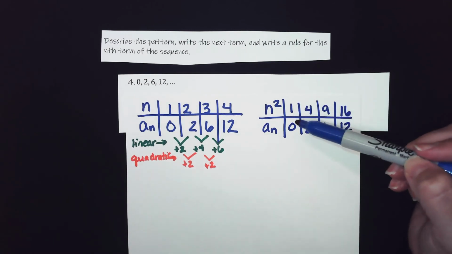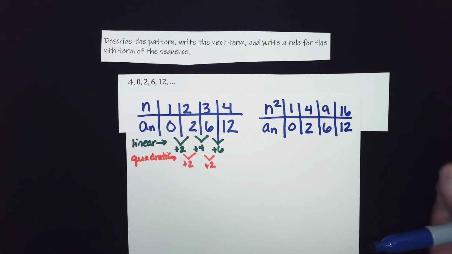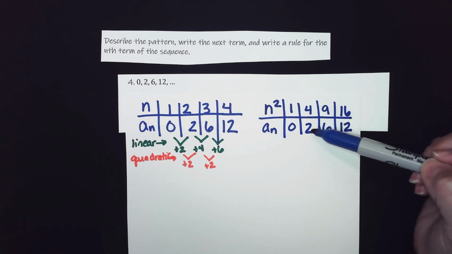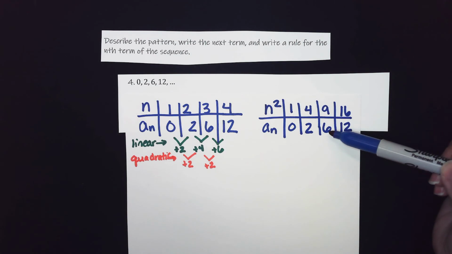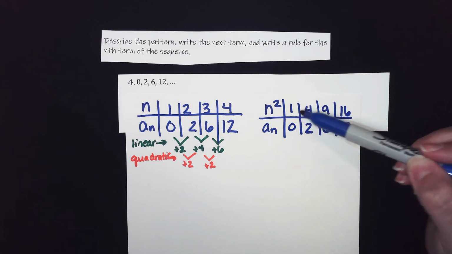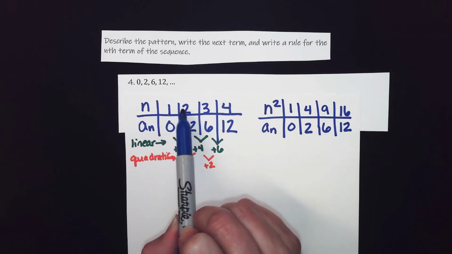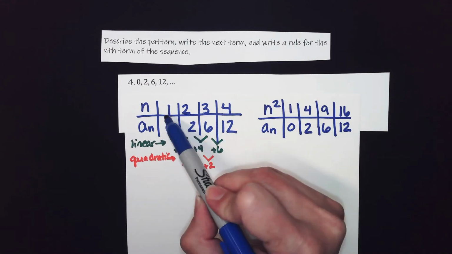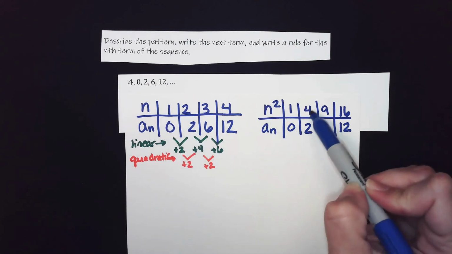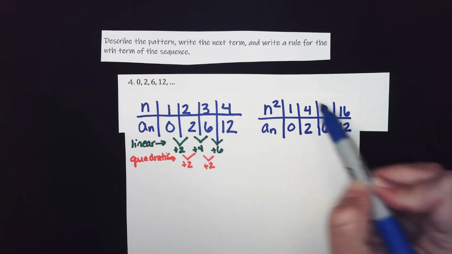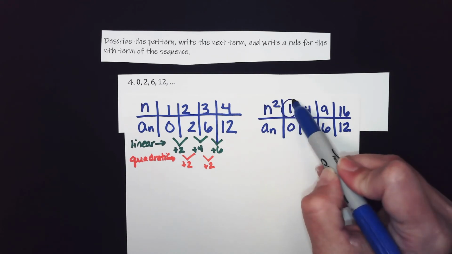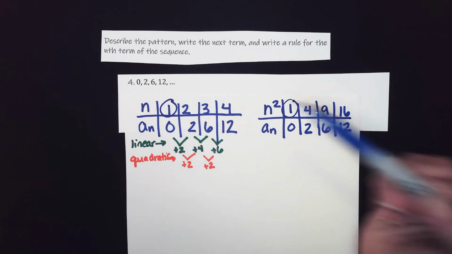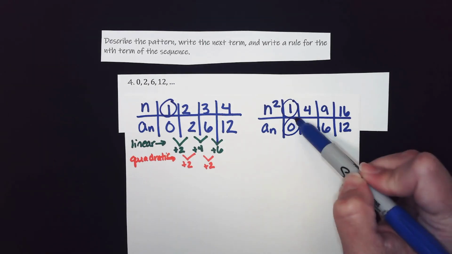Well, 1 minus 1 is 0. 4 minus 2 is 2. 9 minus 3 is 6. 16 minus 4 is 12. What I'm subtracting keeps going down by 1, like my n's here. 1 minus 1 is 0, 4 minus 2 is 2, 9 minus 3 is 6. So I am seeing the pattern. If I take this number and I subtract this number, I'm going to get the number I want.